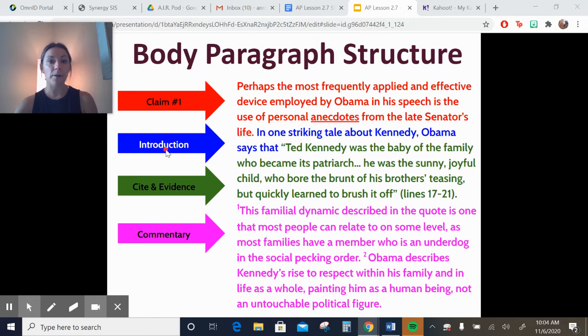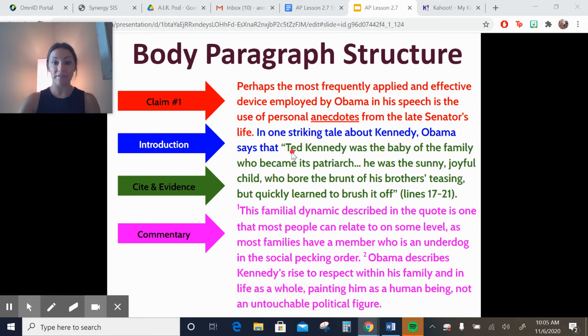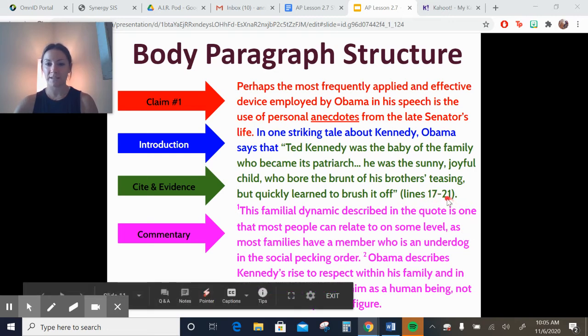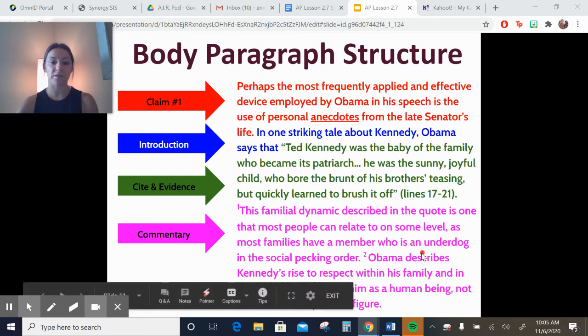Okay. Now think about your ICE method for your evidence. So your introduction: "In one striking tale about Kennedy, Obama says that..." That's your introduction to your quote. That's all you need. Then you have cite and evidence. So this is those direct quotes, right? There's your evidence. And I know that it's coming from lines 17 to 21. You put a period at the end, you're good to go. The citing can come at the end. That's totally fine. If you feel like it's kind of weird to put it before the evidence, that's okay. You will not get docked points for that.